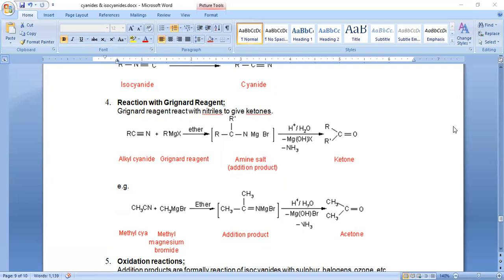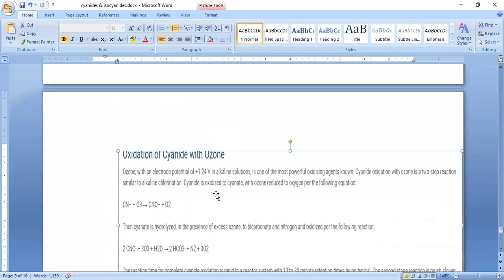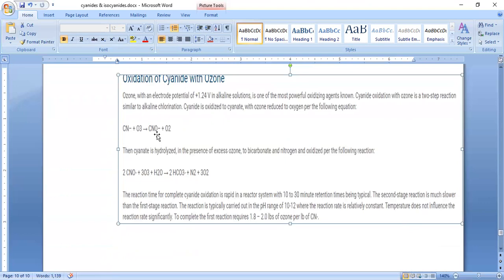So hydrolysis of the product from the reaction of cyanides with Grignard reagent gives ketones. And the next, last one is the addition reaction, or you can say oxidation reaction. So cyanides and isocyanides will give oxidation products. Isocyanides give isocyanates, whereas the cyanides give cyanates.